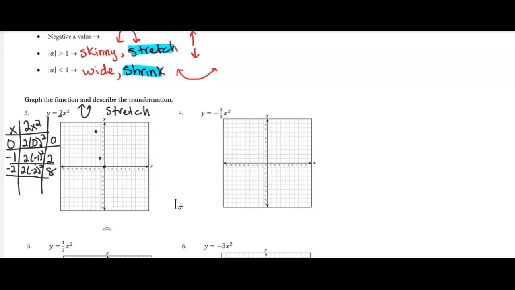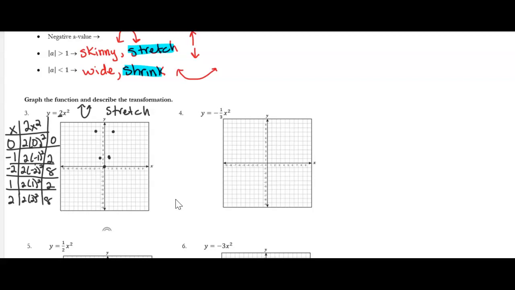All right. Now let's go to the positive side. 1. 2 times 1 squared. Well, 1 squared is 1 times 2 is 2. And then I plug in 2. 2 squared is 4 times 2 is 8.